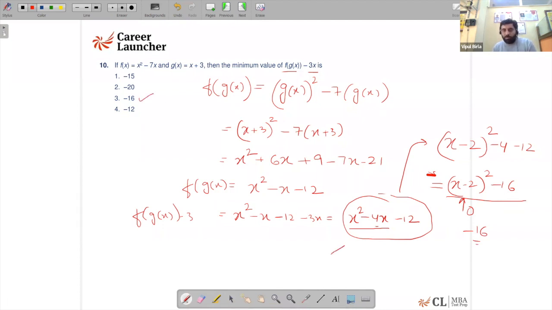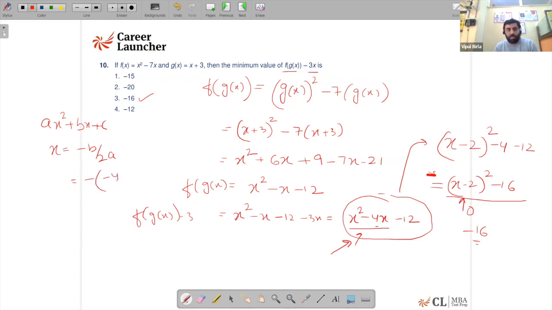From here, we can also compare it with ax square plus bx plus c. Since we are supposed to identify its minimum value, the minimum value will be obtained when you plug in x equals to minus b by 2a. Now, if you compare this equation with ax square plus bx plus c, we end up getting b is coming out to be minus 4.